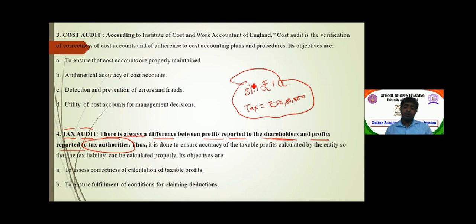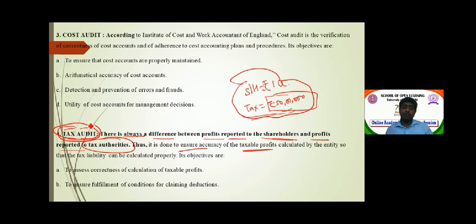Why are we showing less profit to tax authorities? Because we want to decrease our tax liability, we want to make it less, so that we can pay less tax or we can evade the taxes. So this is done intentionally. But in order to ensure the accuracy of the taxable profit, that if the company is saying it has earned 50 lakh rupees of taxable profit, whether that is correct or not, this tax audit is conducted.